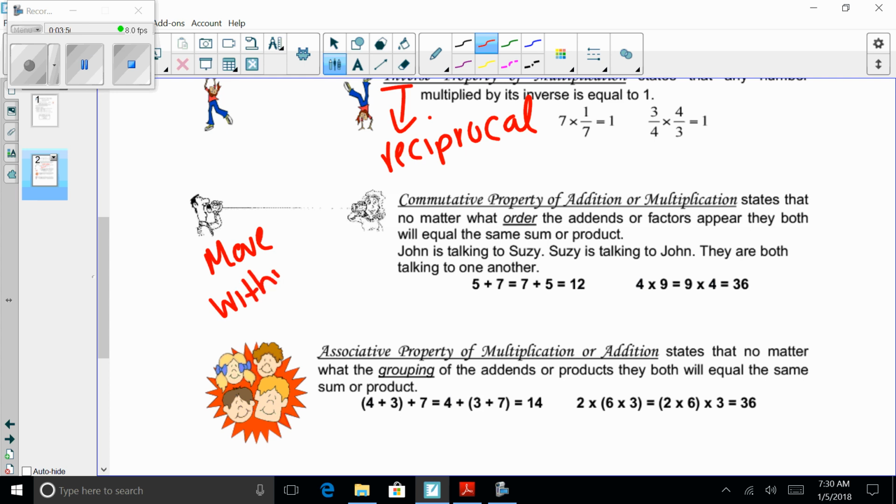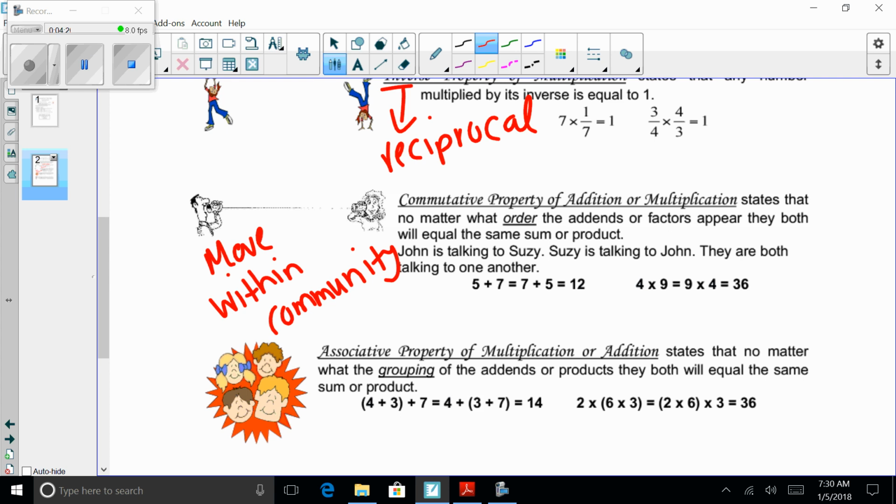And it doesn't matter who comes first or second, you are still within your community. So therefore, you're still going to be able to do the same operations that you needed before. Your associative property of multiplication or addition states that no matter what grouping of the add-ins or products, they will both equal the same product. Okay, so commutative was the order. Associative is going to be the grouping.